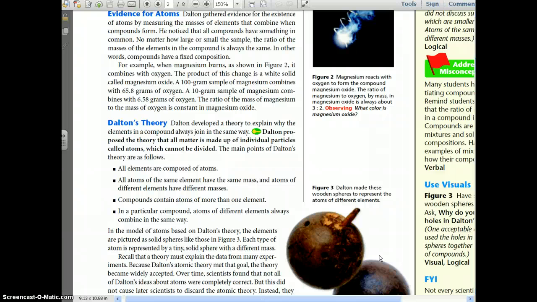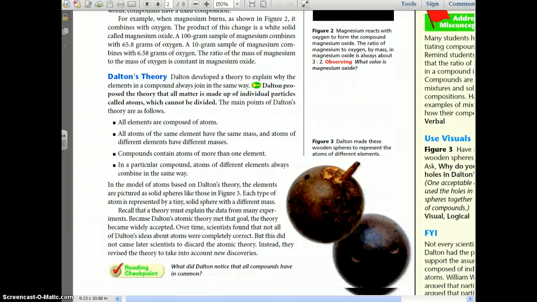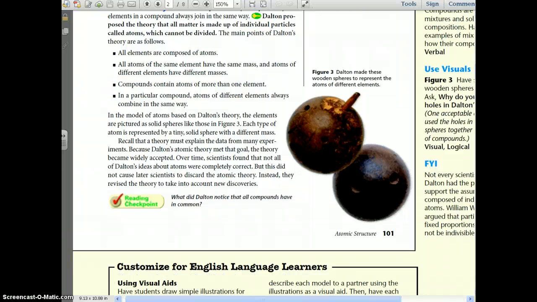Recall that a theory must explain the data from many experiments. Because Dalton's atomic theory met that goal, the theory became widely accepted. Over time, scientists found that not all of Dalton's ideas about atoms were completely correct, but this did not cause later scientists to discard the atomic theory. Instead, they revised the theory to take into account new discoveries. Okay, and there are the wooden spheres. This would be Dalton's model.